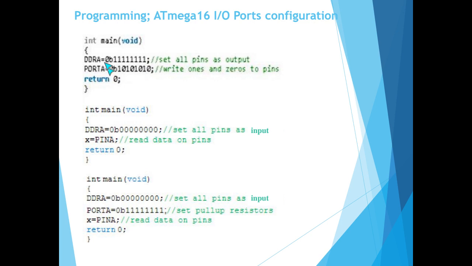DDRA is equal to 0b. 0b is the prefix of what? We use 0b for what? Cooperate with the class, please.